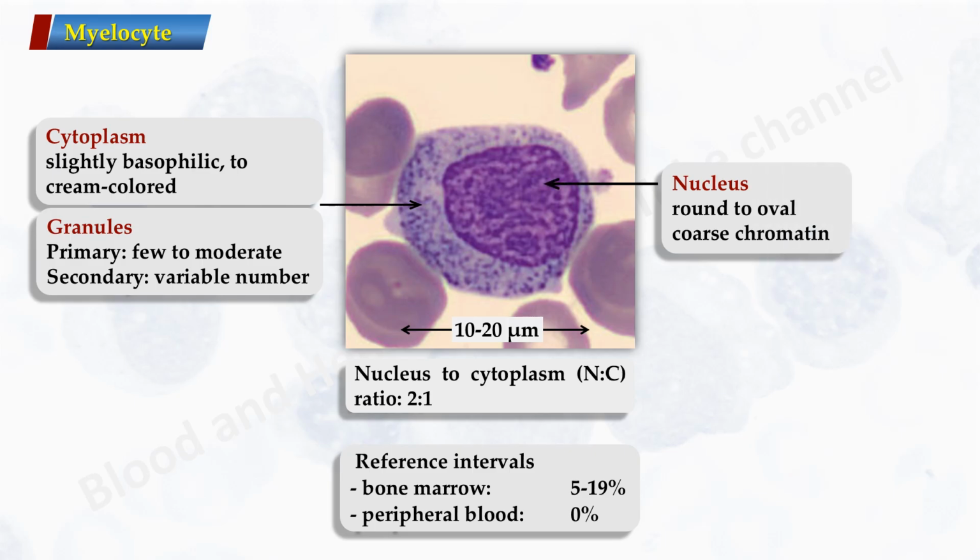The nucleus can be round, oval, slightly eccentric and flattened on one side, or slightly indented. The nucleus is reduced in size due to nuclear chromatin condensation. The chromatin appears more darkly stained than the chromatin of the promyelocyte.